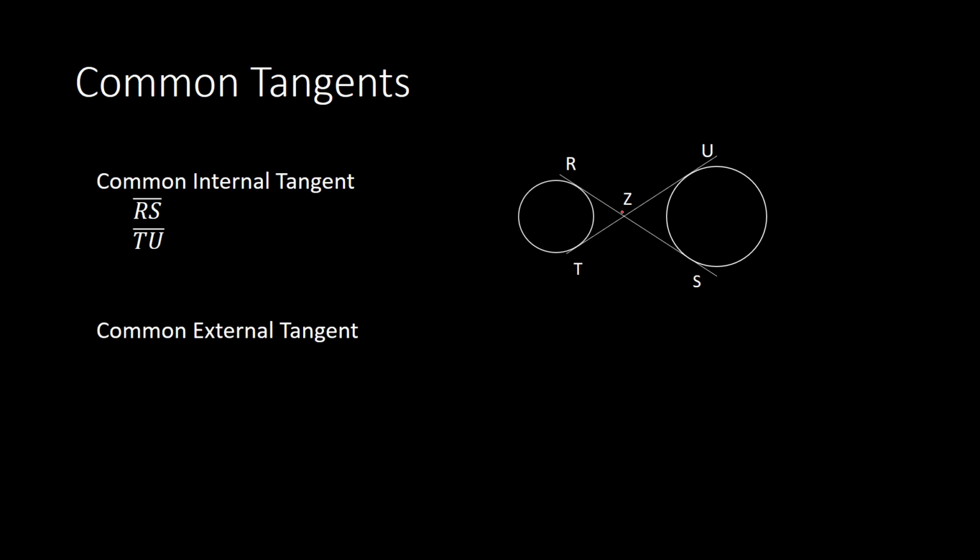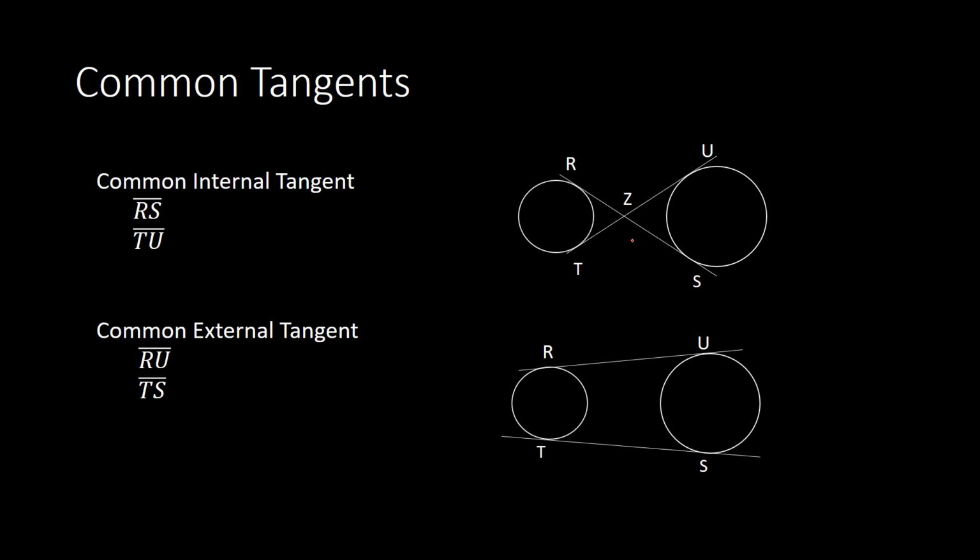And then we have common external tangents. So a picture of that would look like this, where we have two common tangents because they're shared with both circles. And external means that they're not going to cross over each other. They're going to stay on the outside of the circles. So notice the segment does not intersect with the other segment like it did for the common internal tangent. So common external tangent, here we would have RU and TS both being common external tangents.